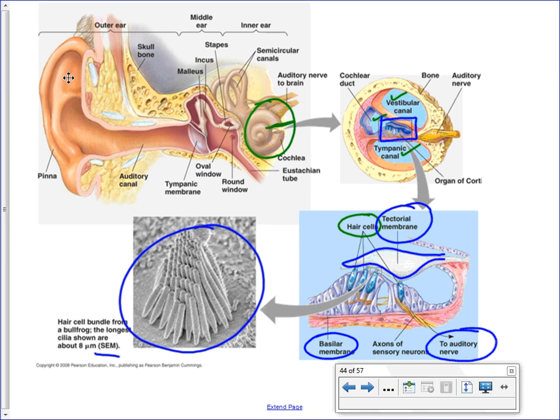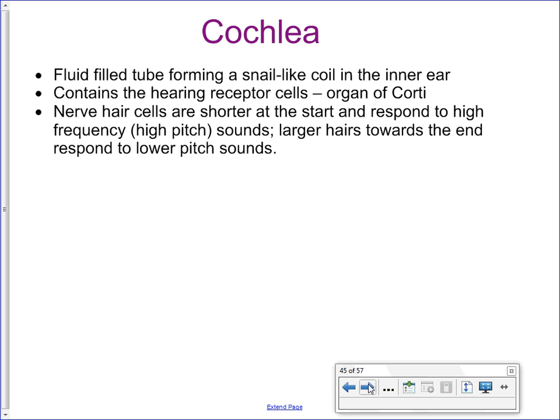Now, many things can damage these hair cells. Exposure to loud sounds, especially over prolonged periods of time, can cause damage to specific regions along the length of the cochlea. So let's take a closer look at the cochlea.